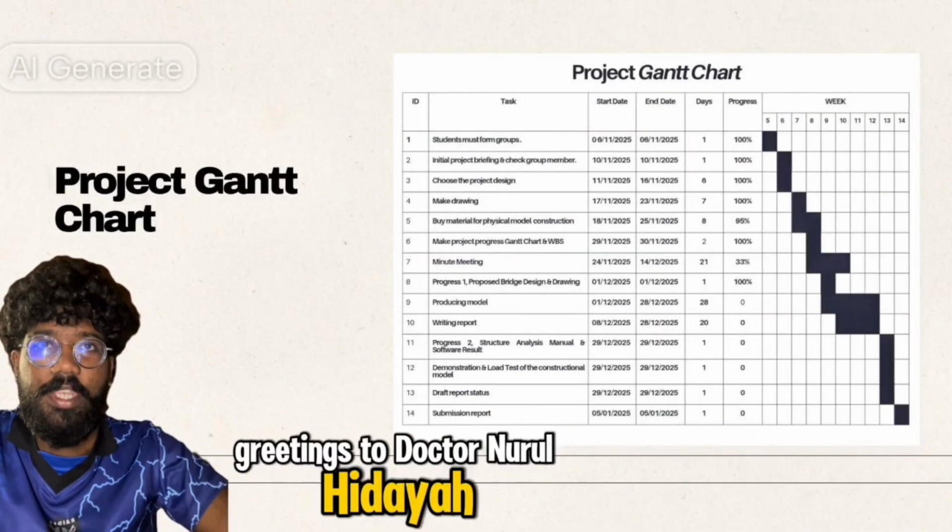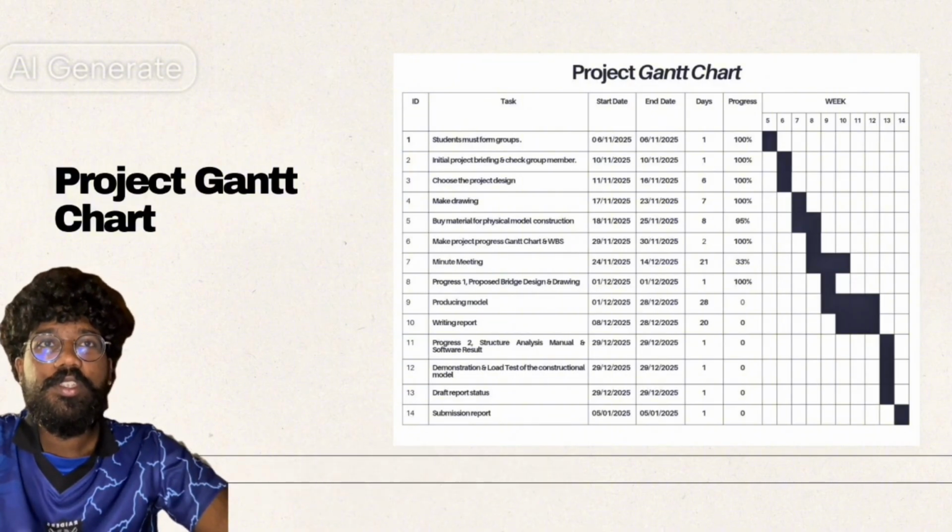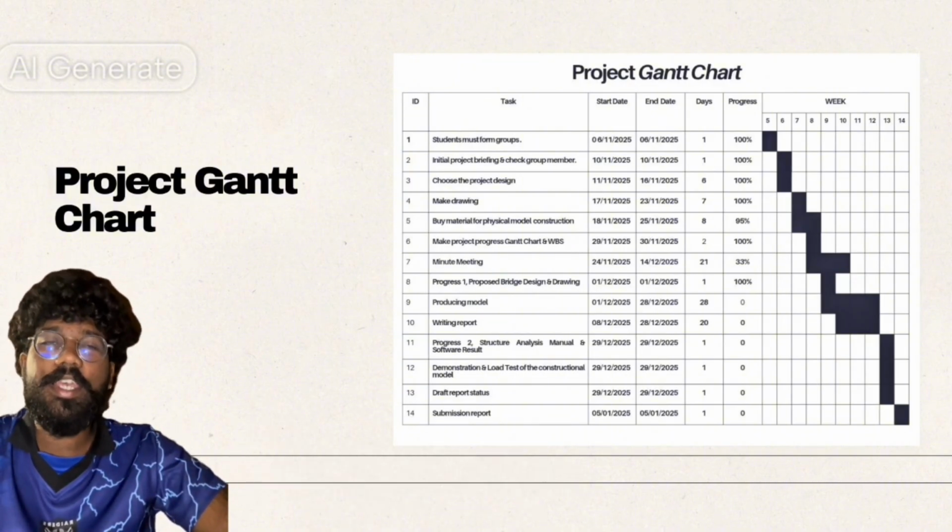Greetings to Dr. Nurul Hidayah. My name is Arveen a/l Paramasivam. My matrix number is CN240421 and I'm here to present the project Gantt chart.